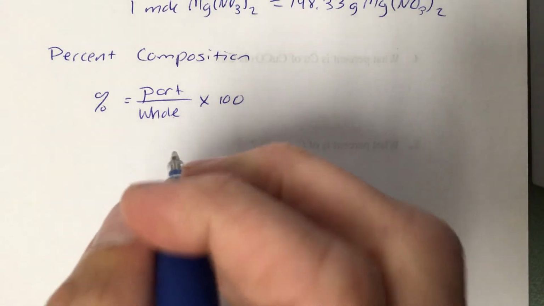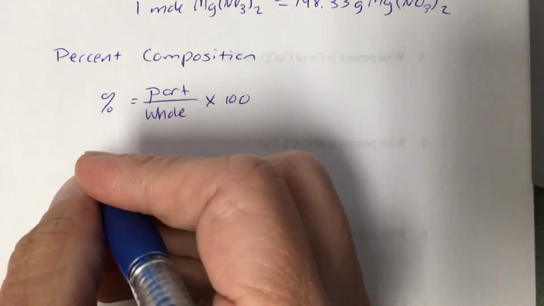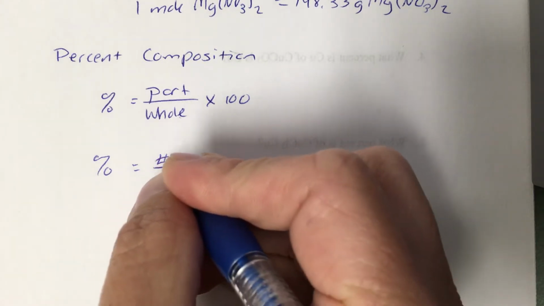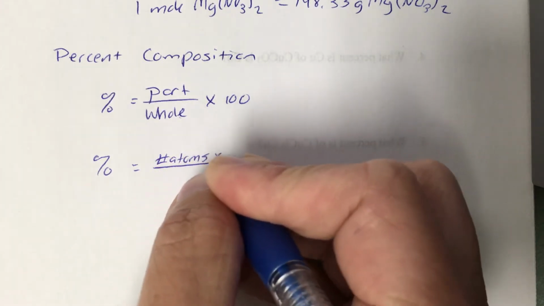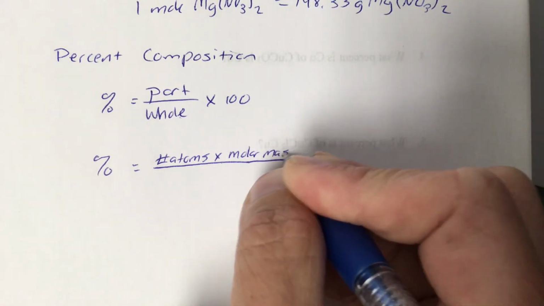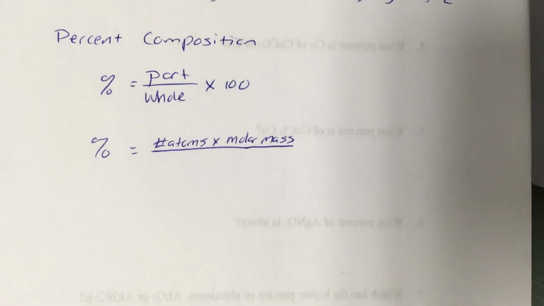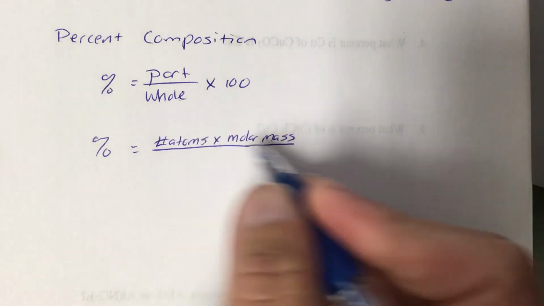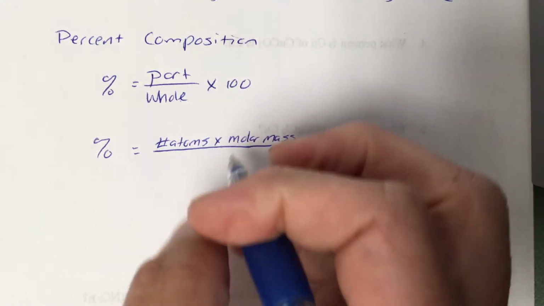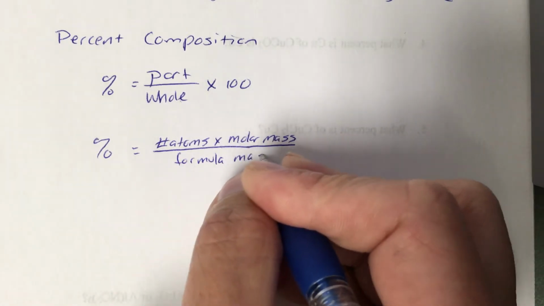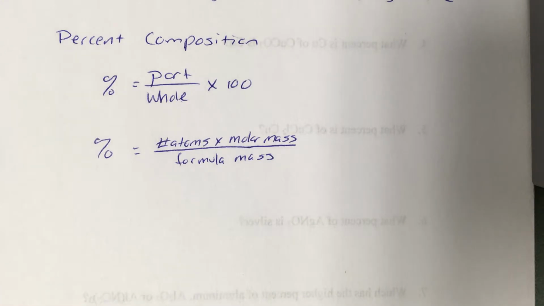So our part is going to be that individual element's contribution. So this is the number of atoms times the molar mass. And again, molar mass and atomic mass are the same thing. It's just that number off the periodic table. That's our part: the number of atoms of that element times its molar mass or atomic mass. The whole is the formula mass for that particular compound.